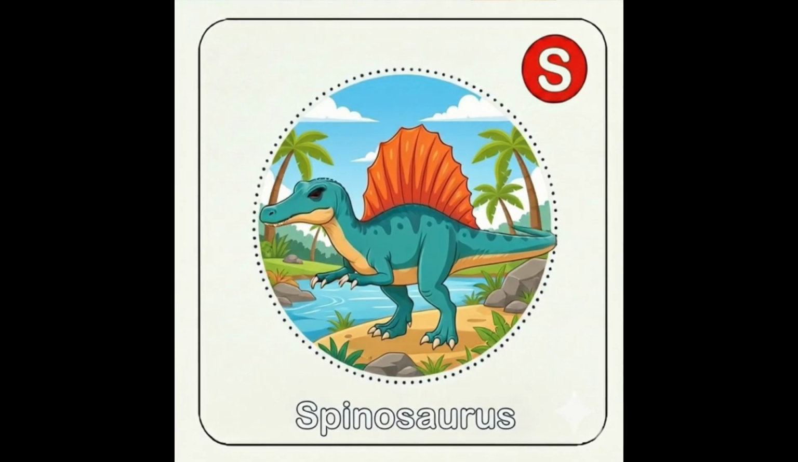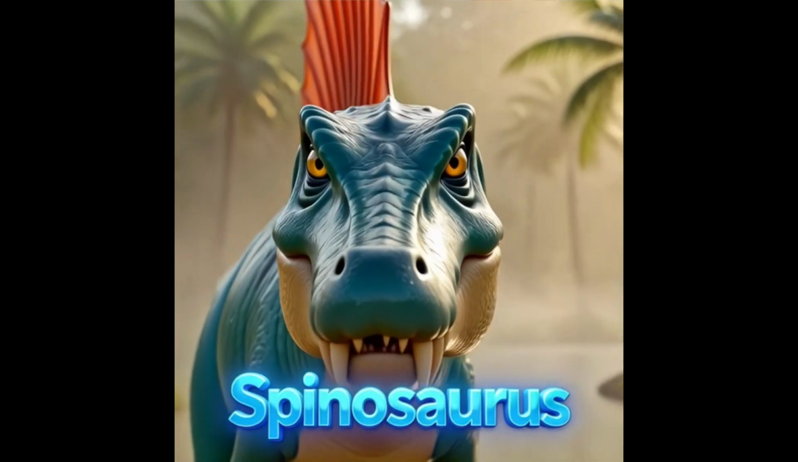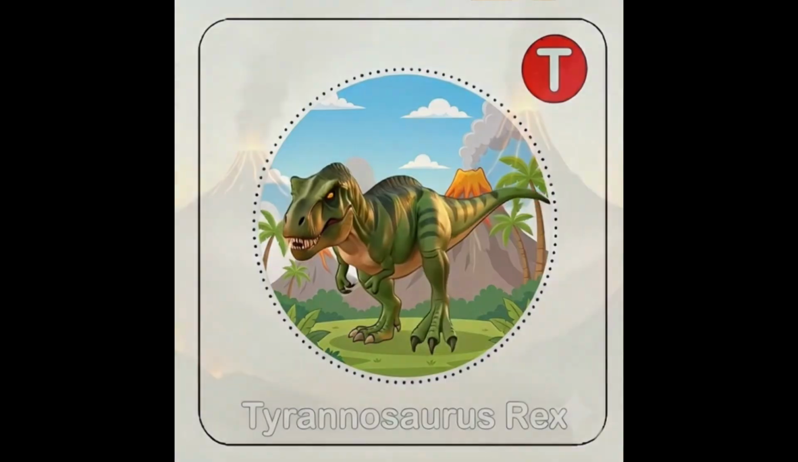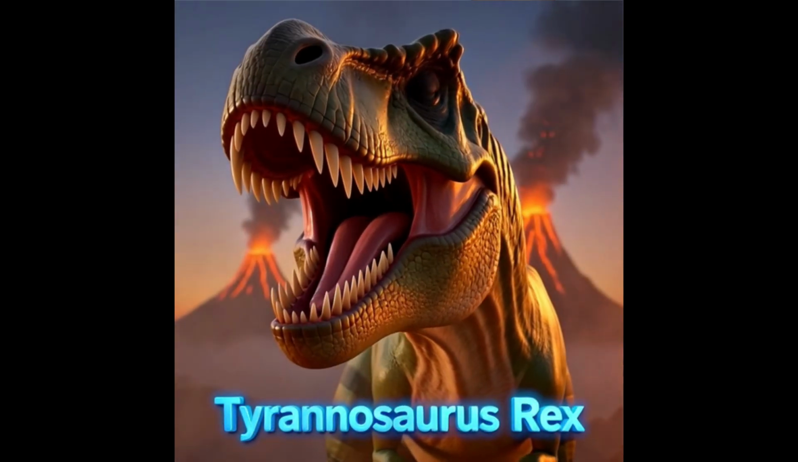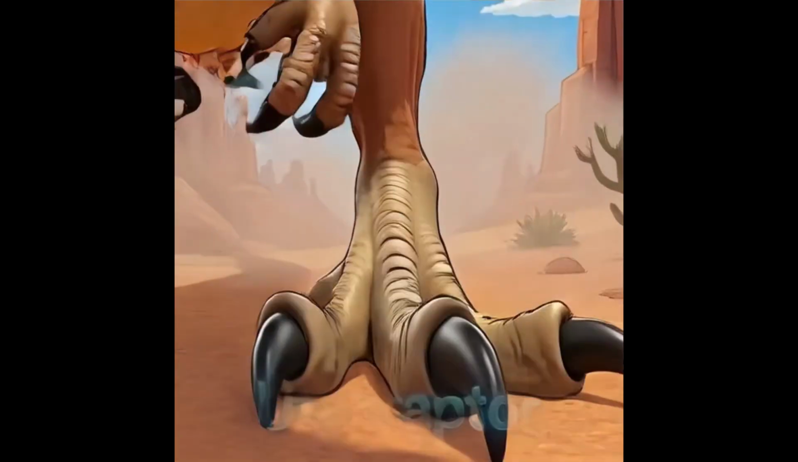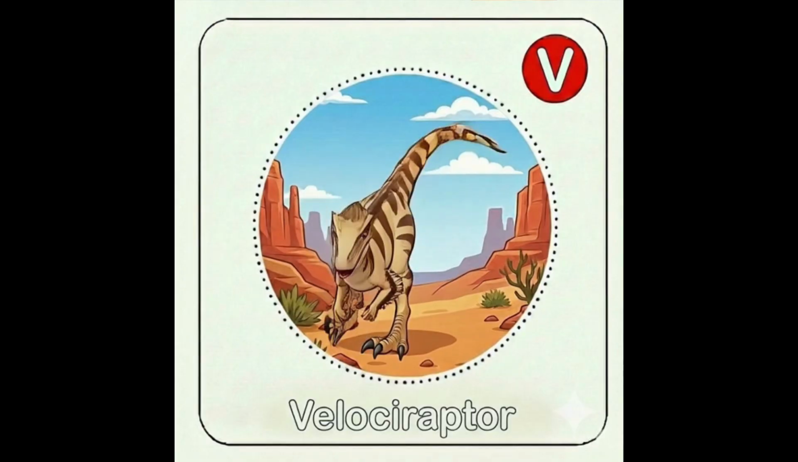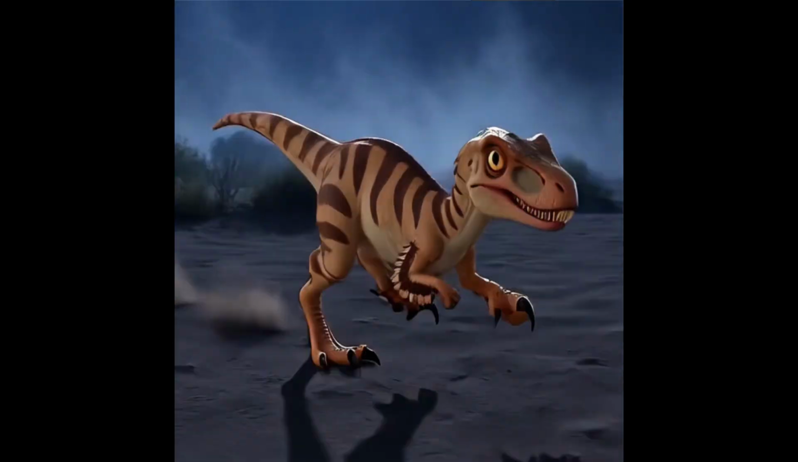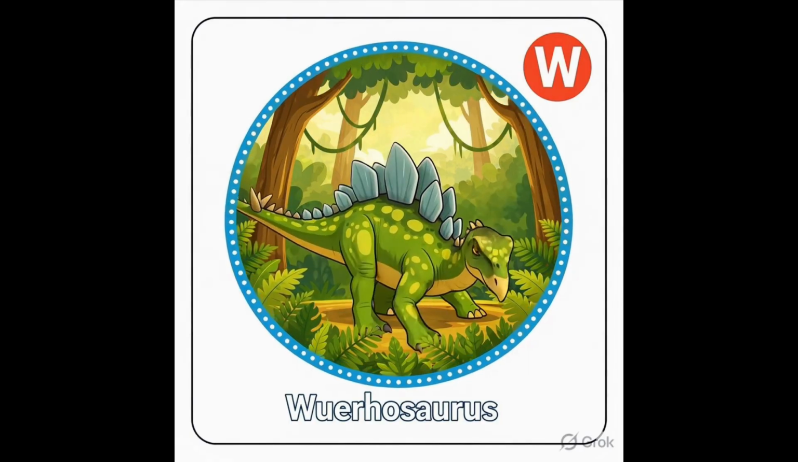S is for Spinosaurus. T is for Tyrannosaurus Rex. U is for Utahraptor. V is for Velociraptor. W is for Werhosaurus.